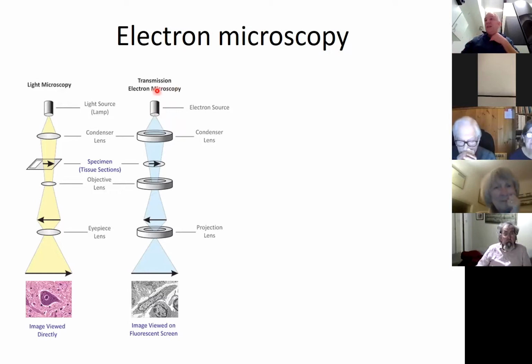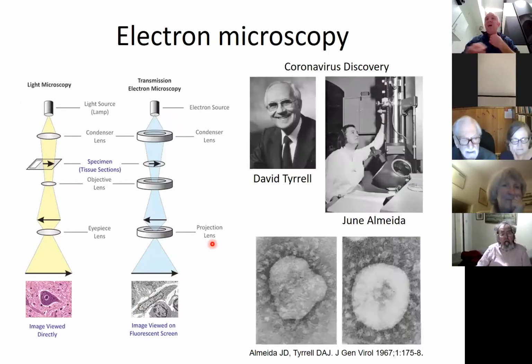So what you can do is take an intense electron source, put it through various lenses, it goes through the sample, and it generates an image. That's a very similar setup to a light microscope. Now, electron microscopy had been used for years. It was actually instrumental in naming coronaviruses.